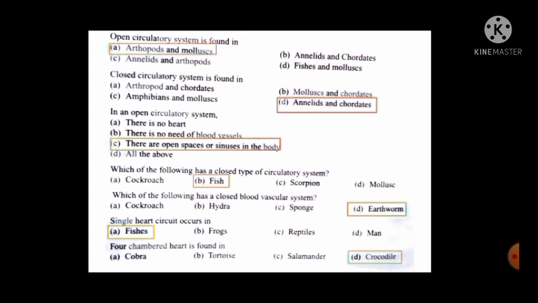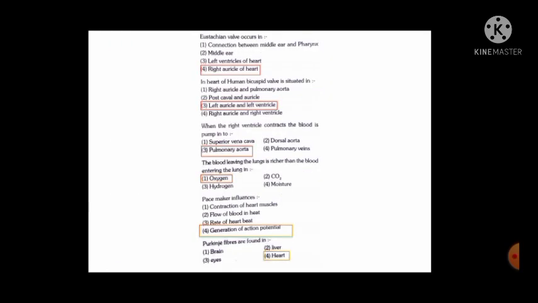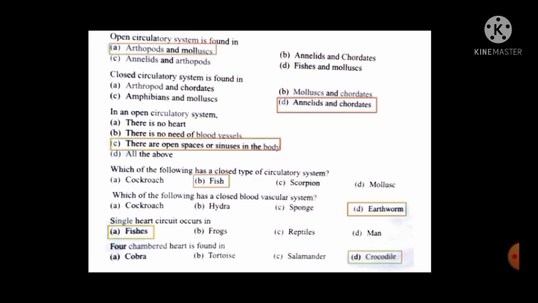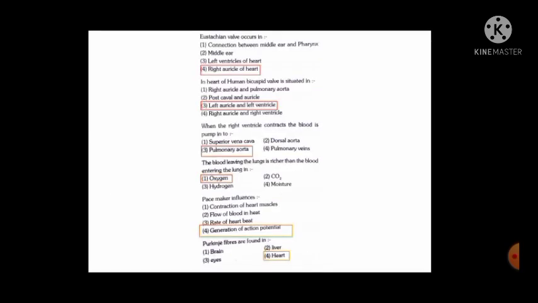Which of the following has a closed blood vascular system? Earthworm has a closed vascular system. Single heart circuit occurs in fishes. 4-chamber heart is found in crocodile. Crocodile is in the reptile class.